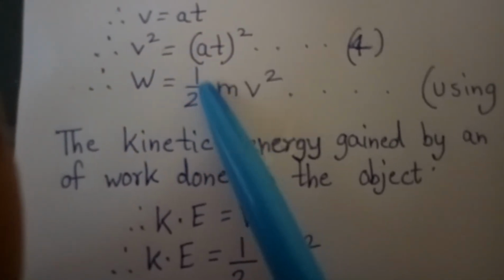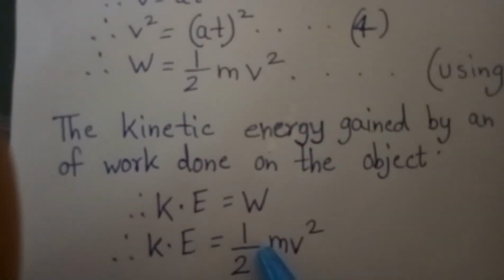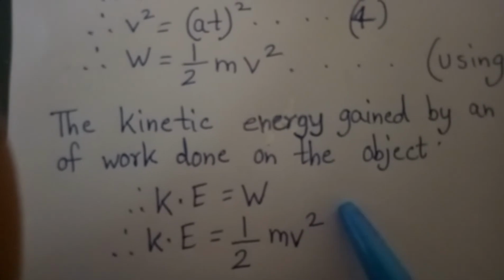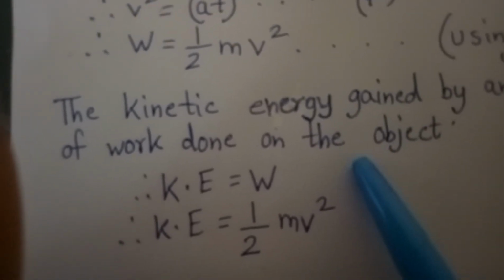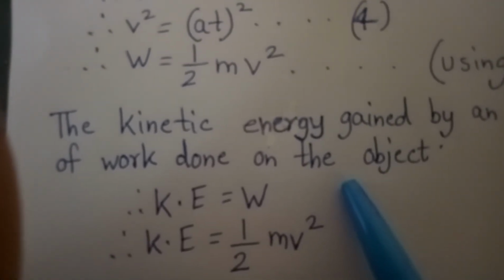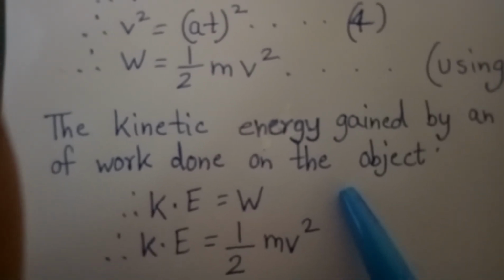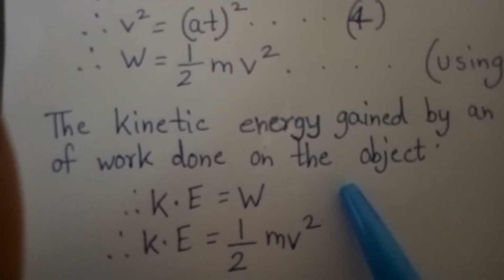Work is equal to what? Half mv square. So kinetic energy is equal to half mv square. So you have thoroughly learned about kinetic energy. This was the expression for kinetic energy.